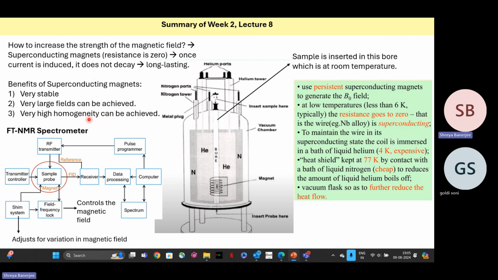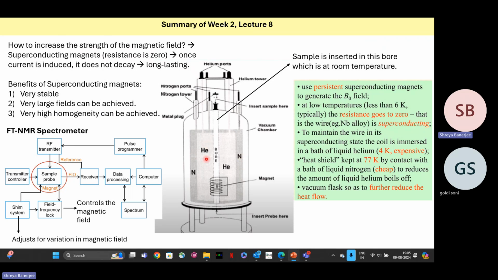So because of the good homogeneity of the superconducting magnets, it is used. Normally, in order to maintain the superconducting condition, the temperature needs to be very low, typically less than 6 Kelvin. That is the temperature where the resistance goes to zero. That is, it becomes superconducting. In order to maintain that low temperature, a bath of liquid helium is used.